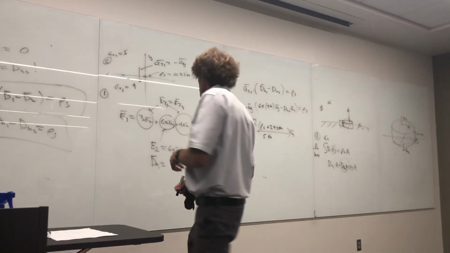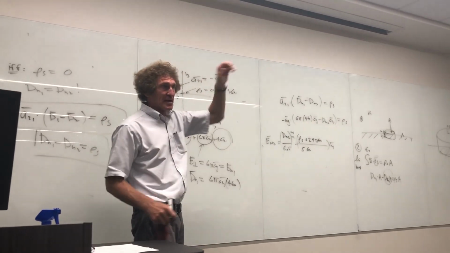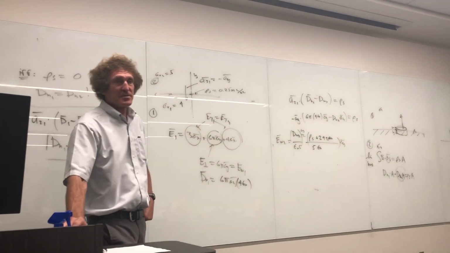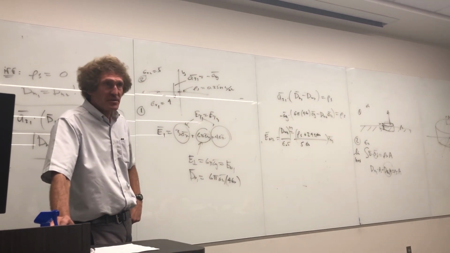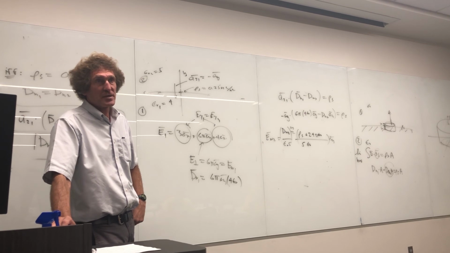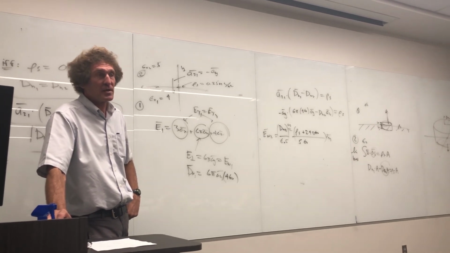This is irritating though, this A21 designation. I don't like that at all. I just like the way I do it. D1 minus D2 normal is equal to rho S, and it's always D1 is the one in material model.